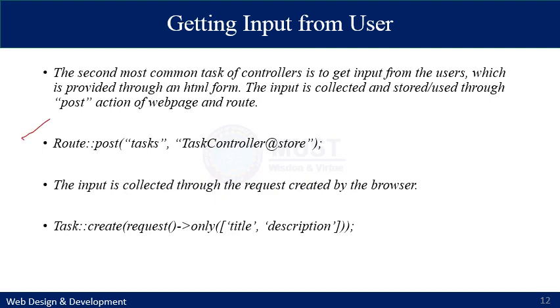Here is a typical example. For example, you have a route with the method post, a tasks URL, and a TaskController, and the method is store. Whenever a form is submitted to the server with this method, it will eventually call the store method. In the store method, you can access the input created in the request.